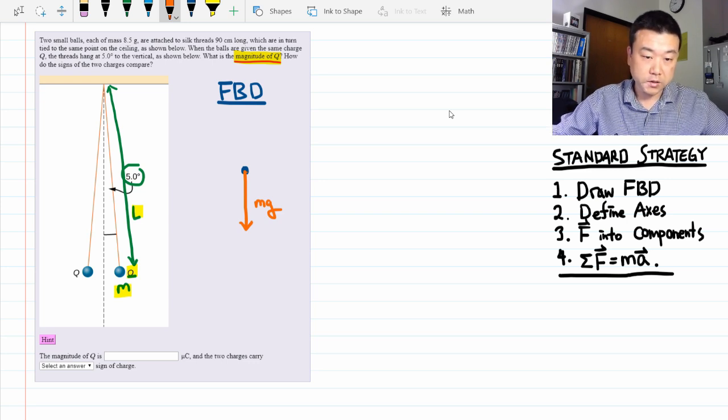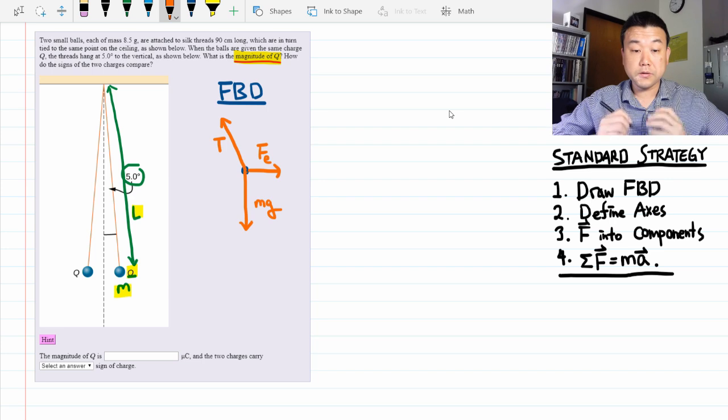Tension force goes in the same direction as the string, so let me draw that. Going to exaggerate the angle a little bit. And once I draw the tension and weight force, there are still questions remaining. Why isn't the ball accelerating to the left? And this is where electrostatics actually comes in. It's because there's a Coulomb repulsion force between the two balls, which is pointing to the right for the ball on the right. So now my free body diagram looks complete.